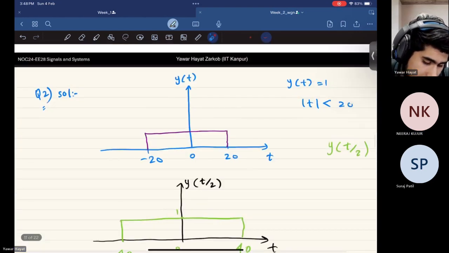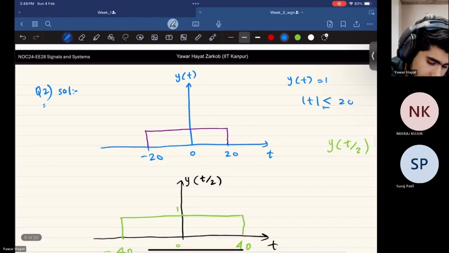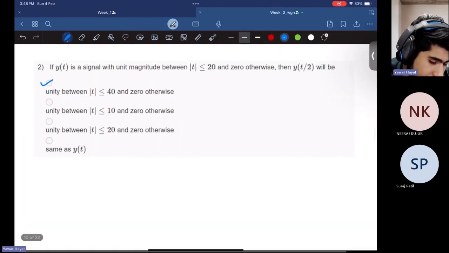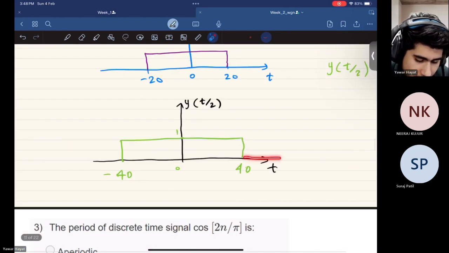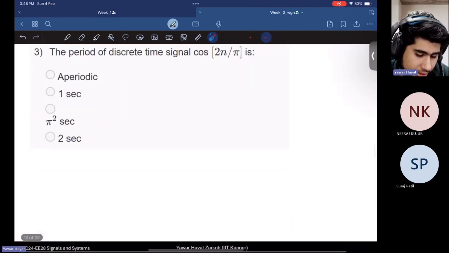and it is 0 otherwise. Let's move on to the next question.